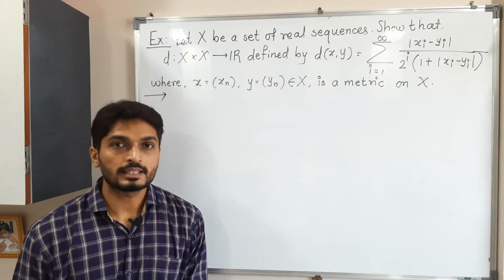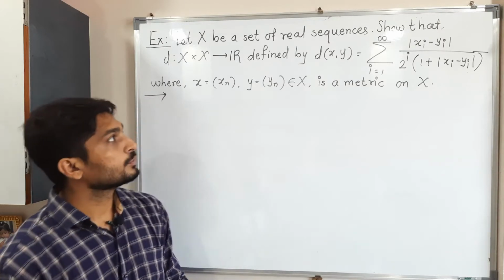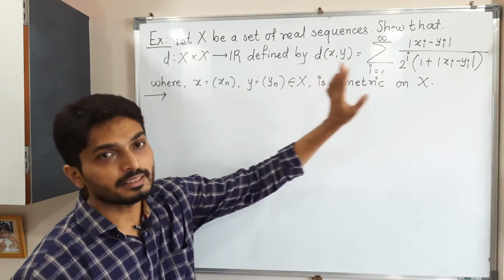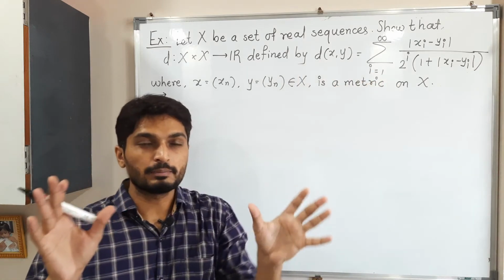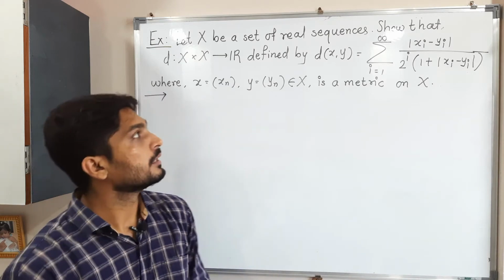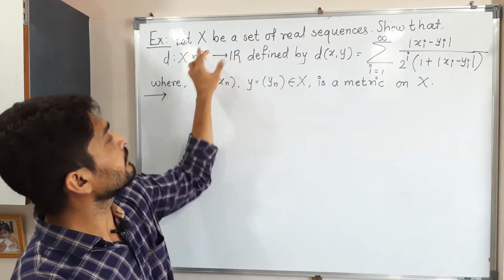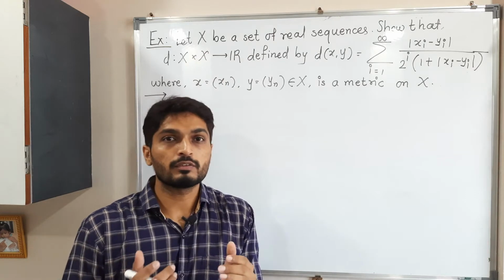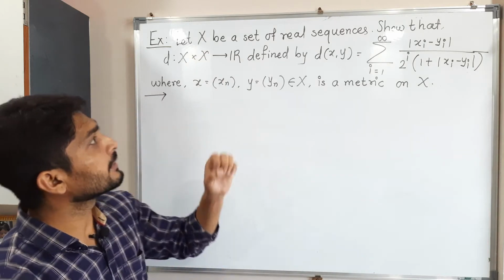So let us discuss this example of metric. So they have defined D in this way. Okay, it is looking a little bit complicated, but don't worry, actually it is very simple. And they have given the set X. X means the set of, I think, all real sequences.